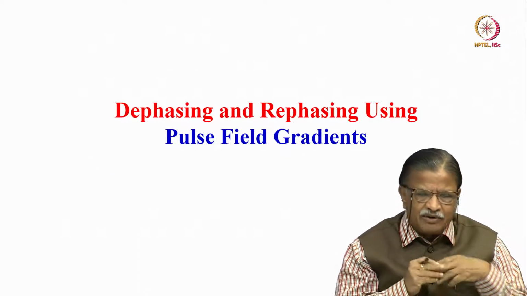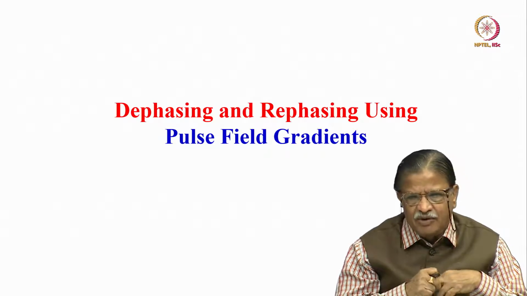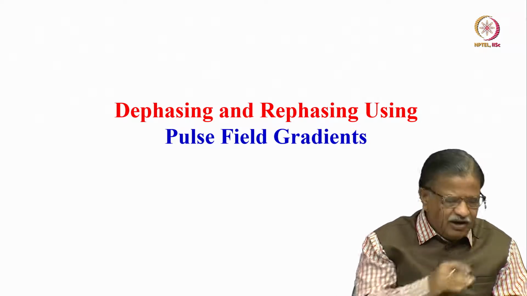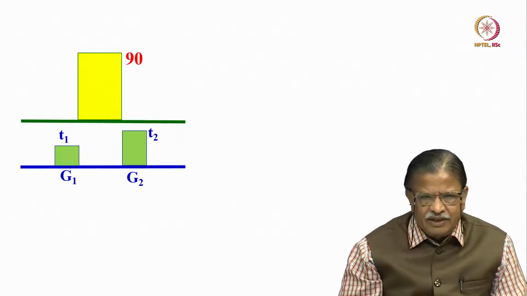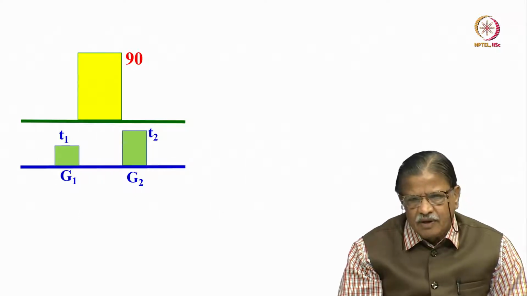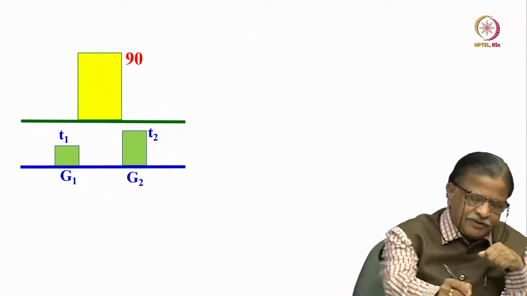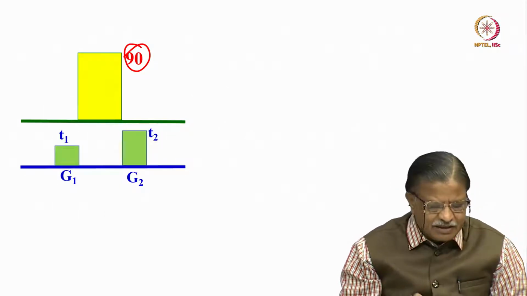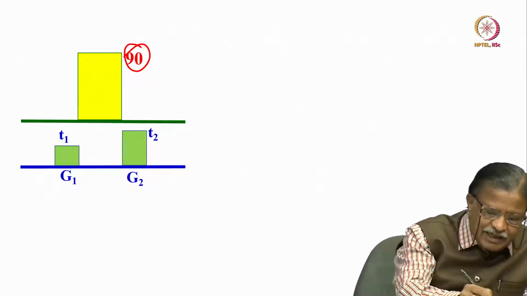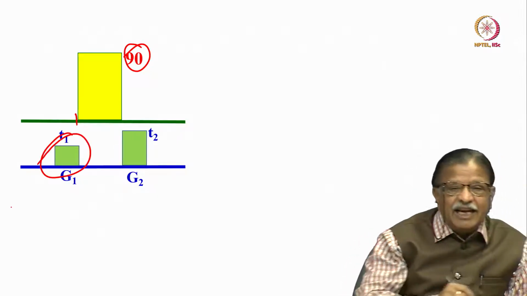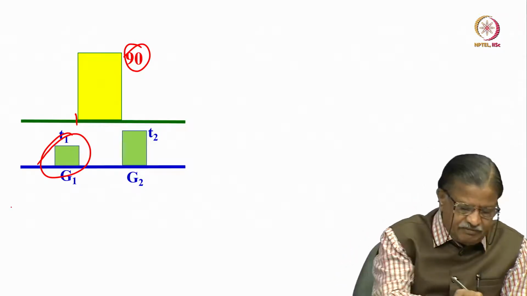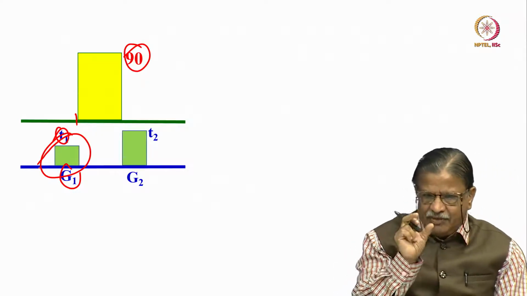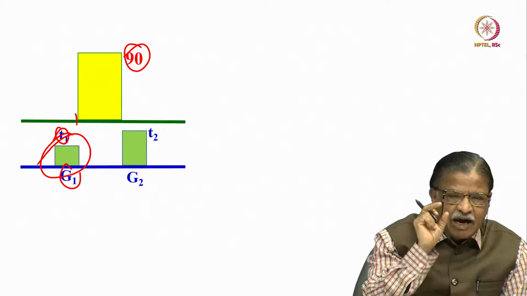Now, I will introduce something called dephasing and rephasing using pulsed field gradients. We understood something about pulsed field gradients, and already I told you about rotation and everything. Now, I consider the situation where I am going to apply a 90-degree pulse on some nuclei, let us consider protons. Before the 90-degree pulse, I am applying a gradient G1. The strength of the gradient is G1 and the duration of the gradient is T1. For the time T1, I apply a G1 gradient just before the application of the 90-degree pulse.